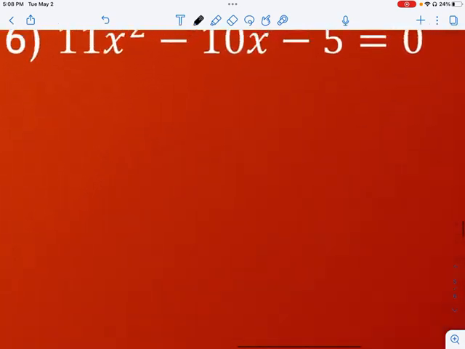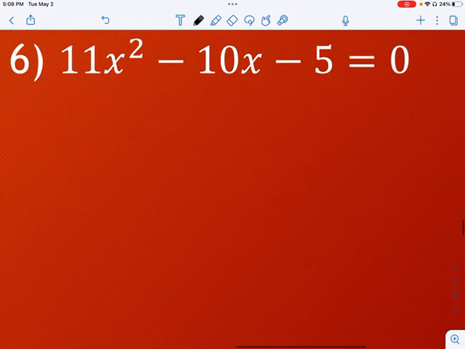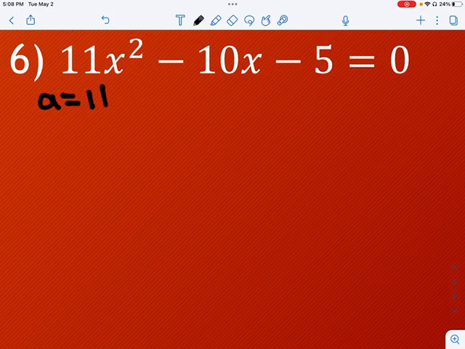Okay, let's try number 6 here. So we start off, A is 11, B is negative 10, C is negative 5. So we start to plug these in.